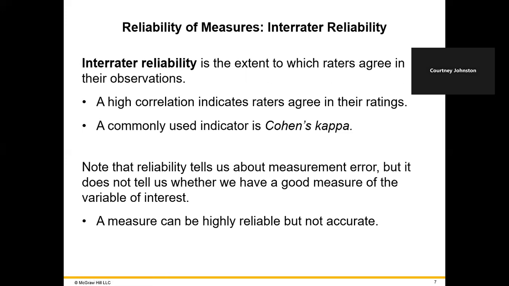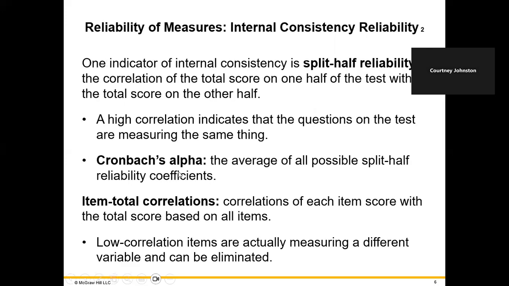This is the extent to which raters agree in their observations. High correlation indicates that raters agree in their ratings, and the commonly used indicator is going to be Cohen's kappa. We don't really use that as much. What you're going to see more often than not is a Cronbach's alpha.